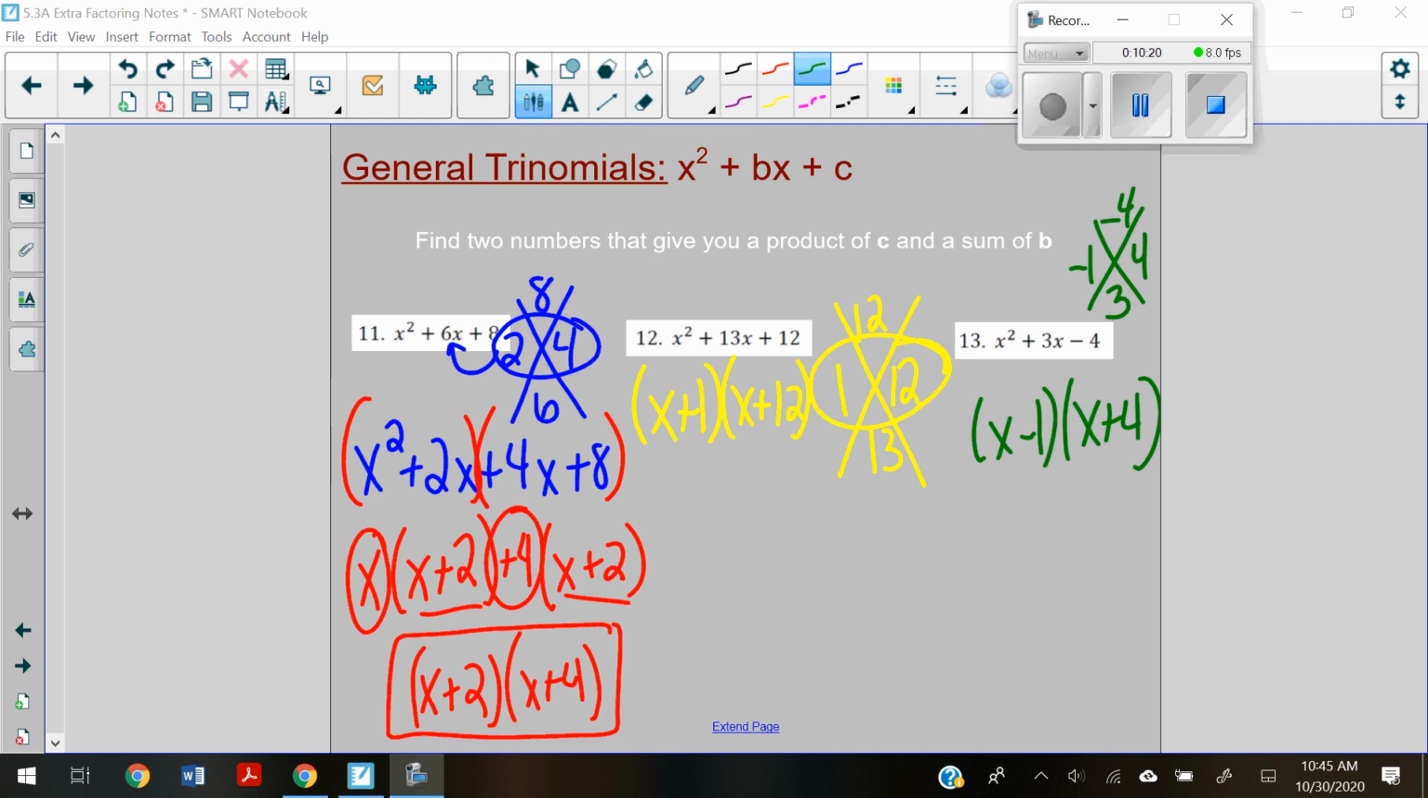How'd you do that with the negative in there? Multiplies to a negative and adds to a positive. So one of them has to be negative, one of them has to be positive.